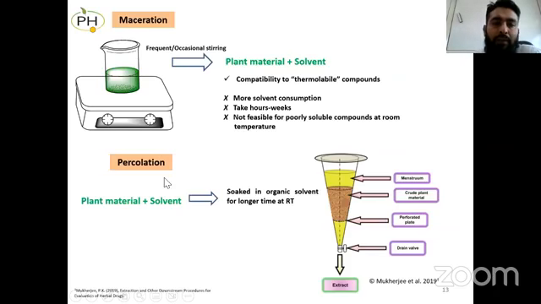Another method is percolation. For percolation, a cone-like vessel is required. Here also we are soaking the plant material at room temperature in a suitable organic solvent, and you can see this brown part is your plant material. You fill it with the organic solvent, which in terminology is also known as menstruum. There is a plate and a drain valve.